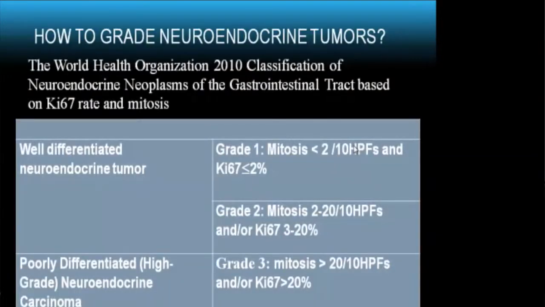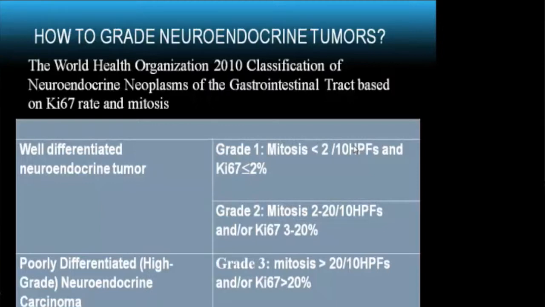So how do we grade neuroendocrine tumors? We use the WHO grading system. For digestive neuroendocrine tumors, the WHO classifies the tumors into 3 grades: grade 1, 2, and 3. Grade 1 tumors have a mitotic rate of less than 2 per 10 high power fields, and Ki-67 equal to or less than 2%. Grade 2 tumors have mitosis ranging from 2 to 20, and Ki-67 from 3 to 20%. Grade 3 has mitosis more than 20, and Ki-67 more than 20%.